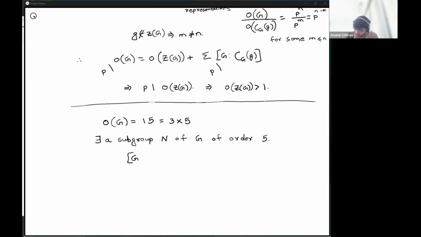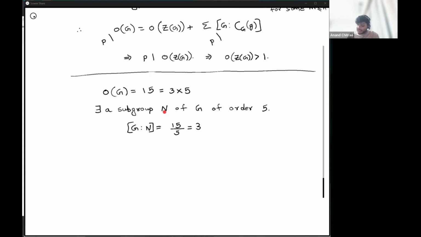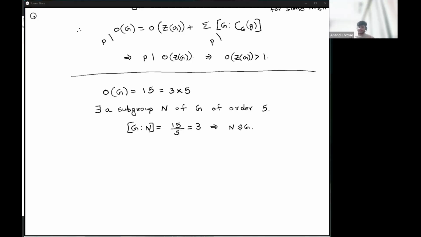Now, what's the index of N in G? This is 15 divided by 5, which is 3. So you can see that the index of N in G is the smallest prime dividing the order of G. So that means N is a normal subgroup of G. Okay? This is a really important fact which shows up a lot in questions related to Sylow subgroups.